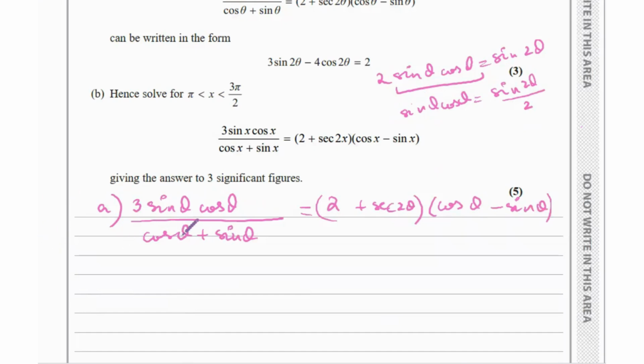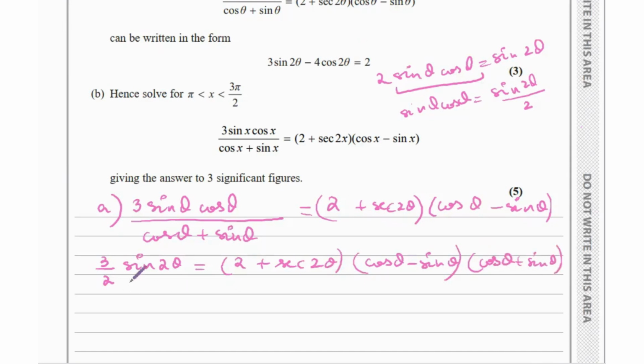And we cross multiply the cos theta plus sine theta to the other side. So 3 over 2 sine 2 theta equals 2 plus secant 2 theta times cos theta minus sine theta, and then again cos theta plus sine theta. We can rewrite cos theta minus sine theta times cos theta plus sine theta using difference of perfect squares. So it becomes cos square theta minus sine square theta.